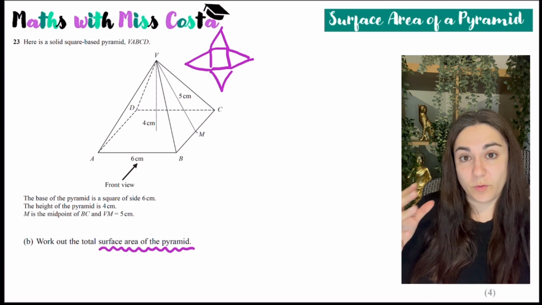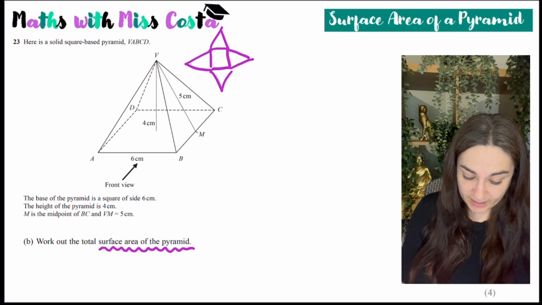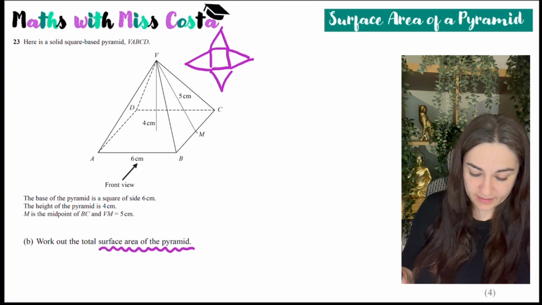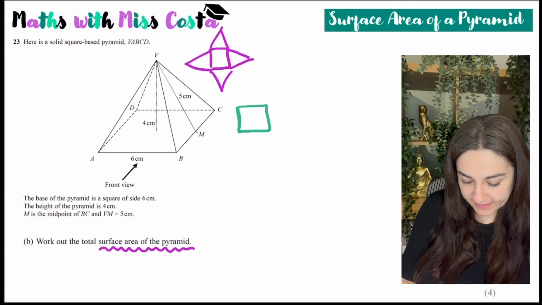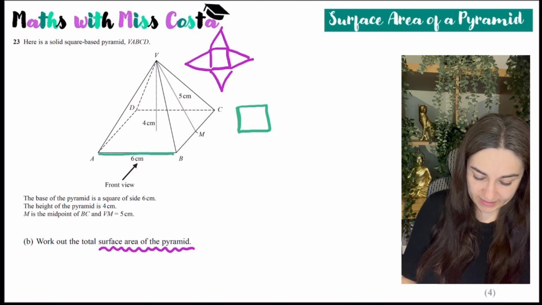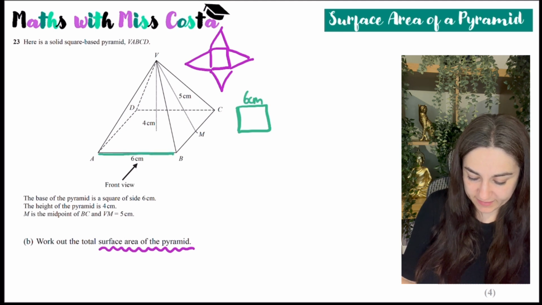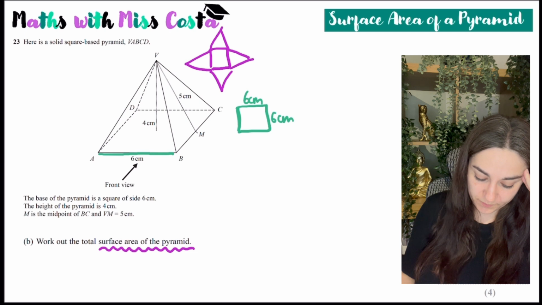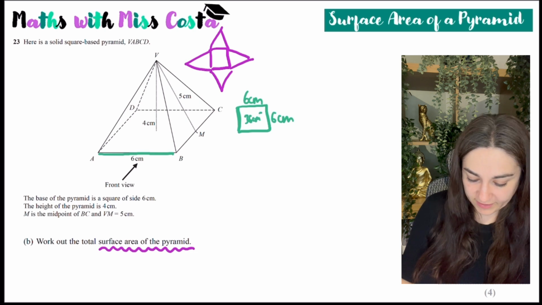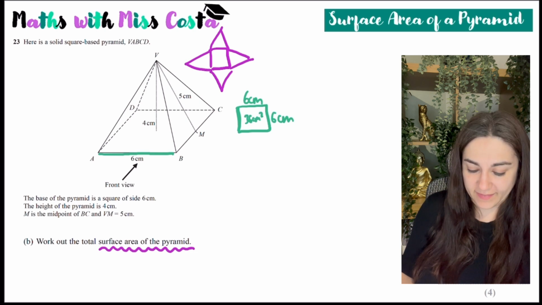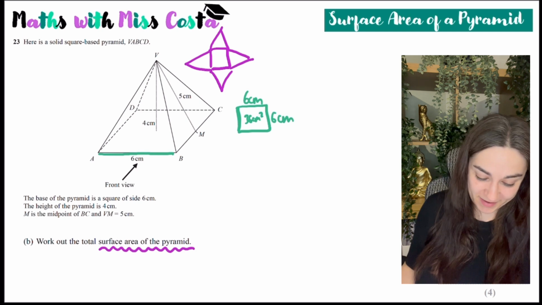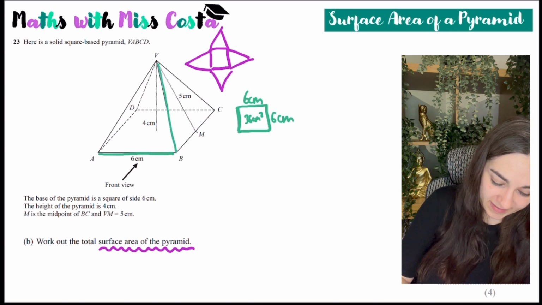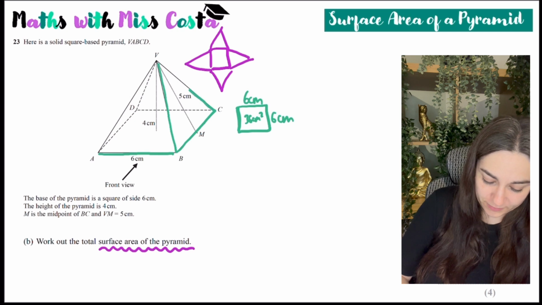what we need to do is therefore work out the area of each of these shapes. So it's a square-based pyramid. If it's a square, that means that the base is going to be, I know this side is 6 centimeters. So I know that this side here is also going to be 6 centimeters because the whole point of a square is that its sides are equal. So this is going to be 36 centimeters squared. That's the easy part. The next part is I'm going to have to work out the area of these triangles.